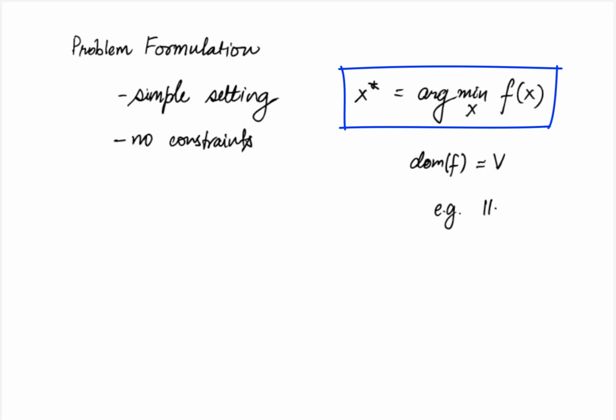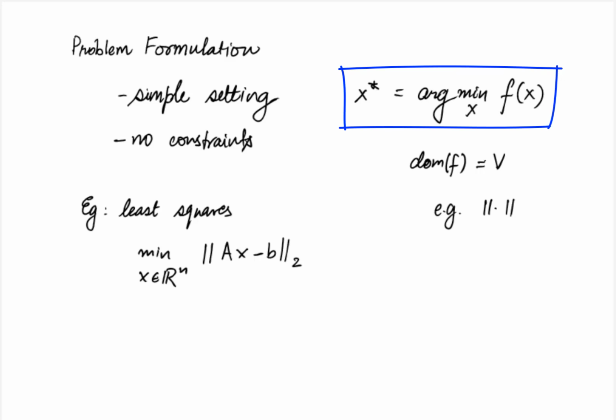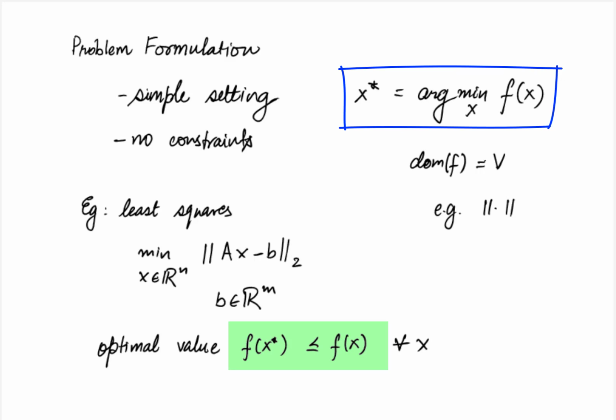For instance, anything involving a norm would have an unrestricted domain, because if you remember, it is required for the norm to be defined everywhere. This kind of problem is not uncommon. In fact, a routine example is the least squares problem, which is min over x in Rn, norm of Ax minus b squared, where b is some m cross 1 vector. Since x star is the optimal solution of this problem, the optimal value is given by f of x star, and it holds that f of x star is less than or equal to f of x.